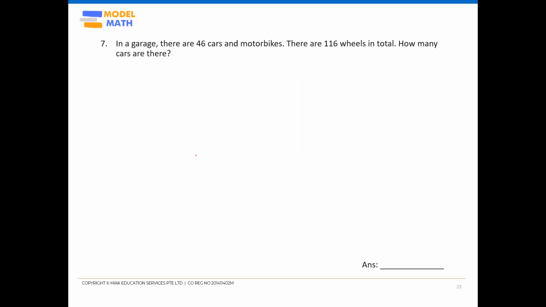So the first information that we are provided with is the total vehicles. Do take note that this 46 refers to both the cars as well as the motorbikes. So do not think that the 46 is just for the cars. If 46 is just for the cars, they would have inserted a word here that says "and some motorbikes". So 46 cars and motorbikes is the total vehicles.